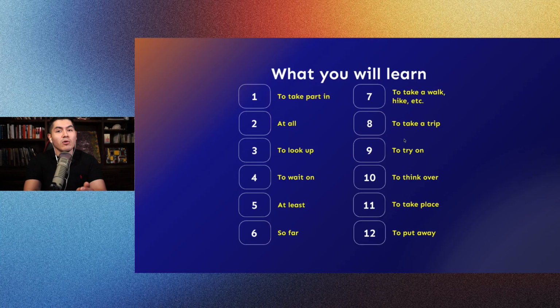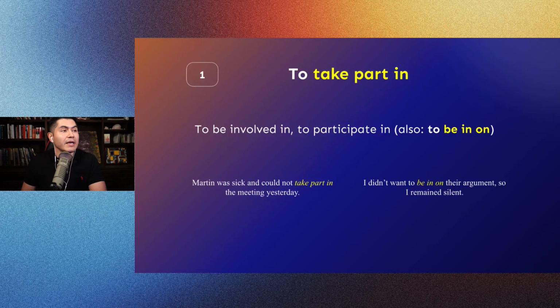All right, this is what you will learn in this lesson. Number 1, to take part in. It means to be involved in, to participate in, also to be in on. Martin was sick and could not take part in the meeting yesterday. So for those of you that are studying business English, you can definitely use this in your job.